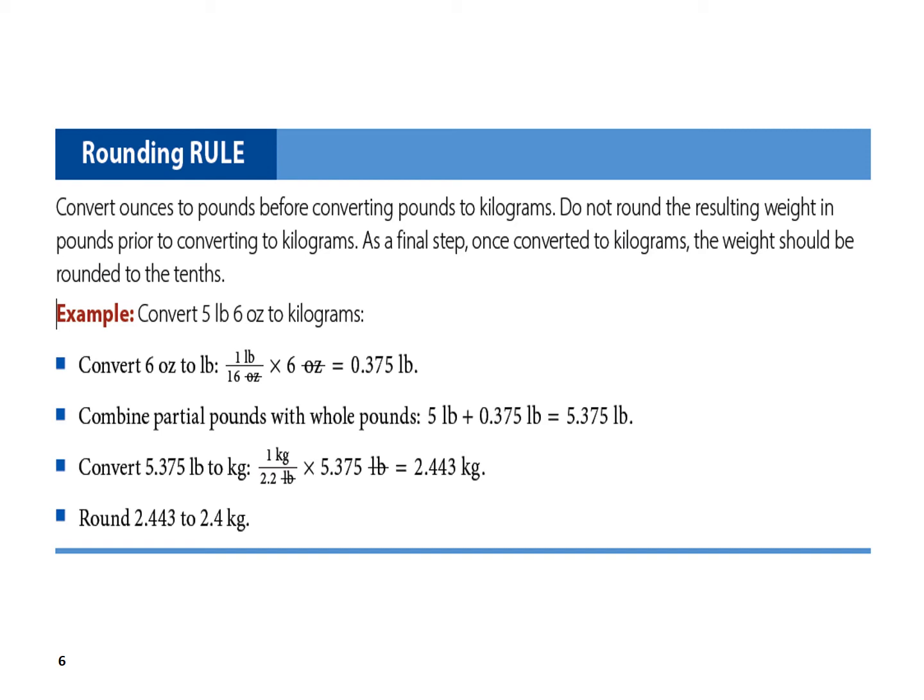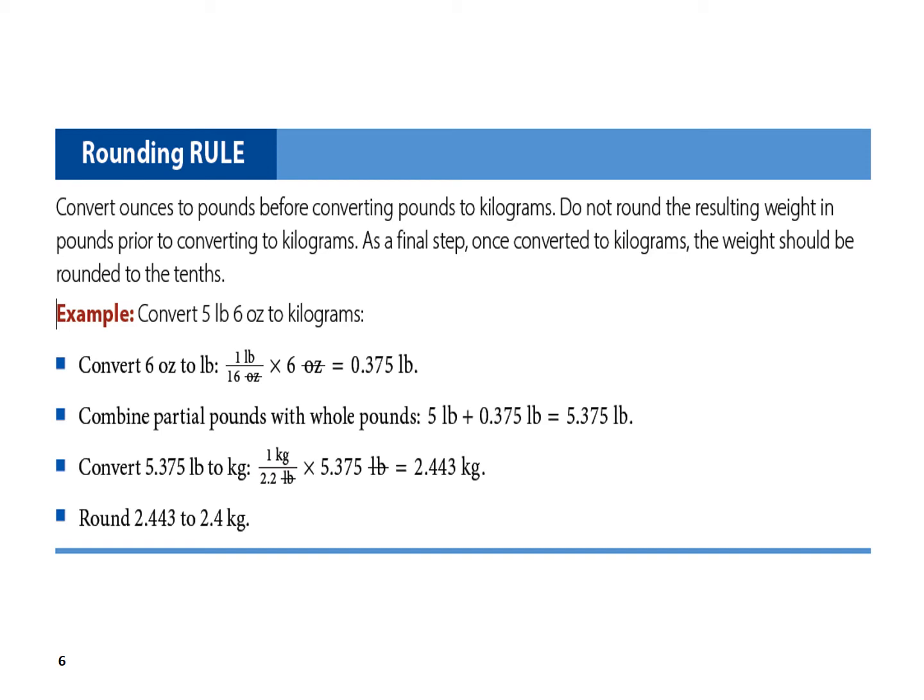So we have someone that weighs 5 pounds 6 ounces, a little guy that weighs 5 pounds 6 ounces. So first we're going to convert the 6 ounces to pounds. It doesn't simply become 5.6. We have to convert that 6 ounces into pounds. So 1 pound over 16 ounces times 6 equals 0.375 pounds. You notice we haven't rounded that, right?